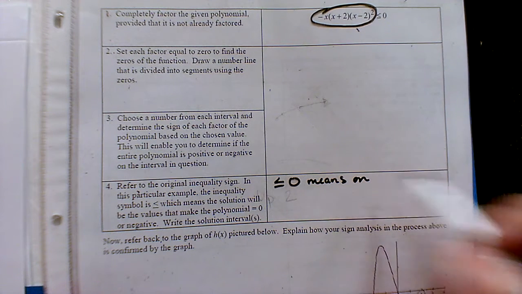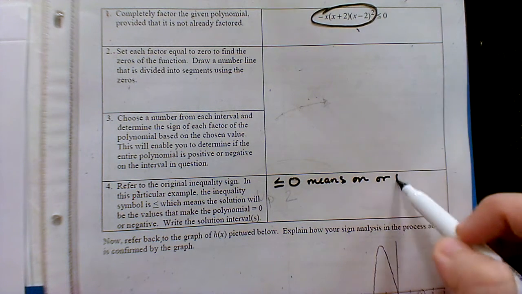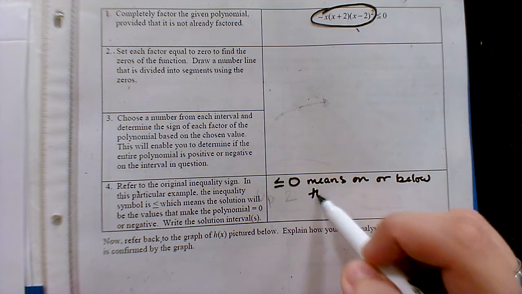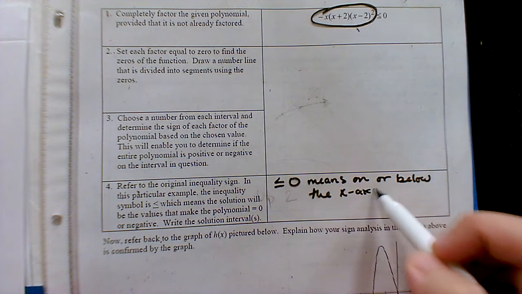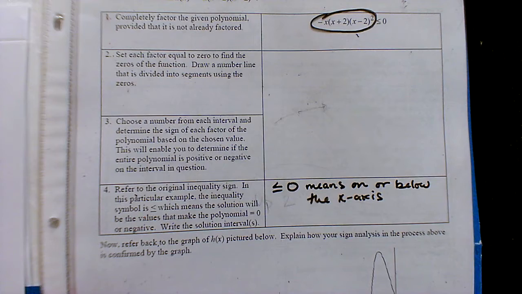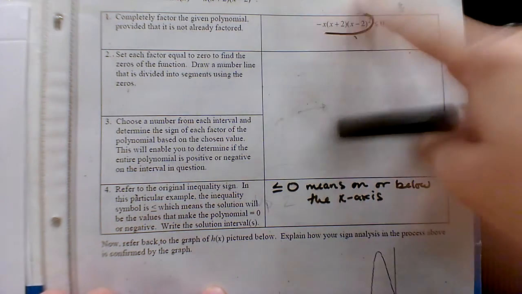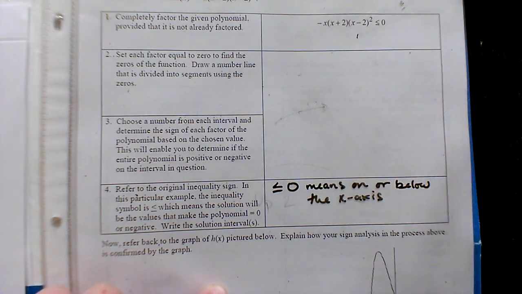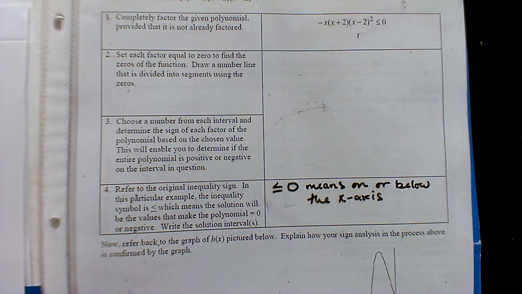All right, so the less than or equal to means on or below the x-axis. Alrighty, so what we're going to do is try to figure out the x-intercepts first. Okay, where are we on the x-axis? And we can use those values on our number line to make up our little intervals. And then we'll go ahead and test some points to see what else is happening within those intervals. Are they positive or negative, meaning above or below the x-axis?